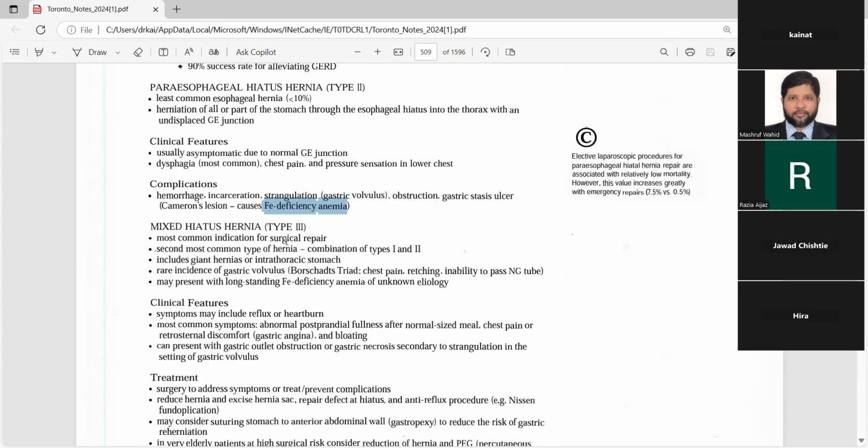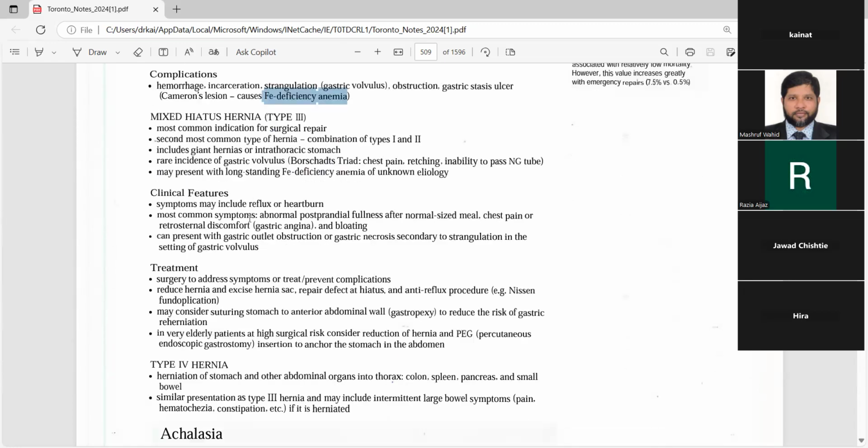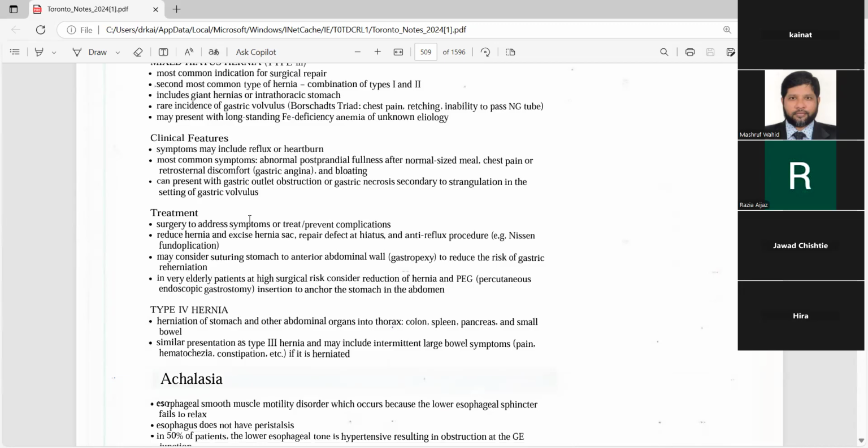Then the mixed type is the most common type, and the surgical repair is for recurrences, and may present with long-standing symptoms. So it says may present, but this can cause basically the paraesophageal hernia. But treatment is basically surgery, so that's going to be done by a surgeon.